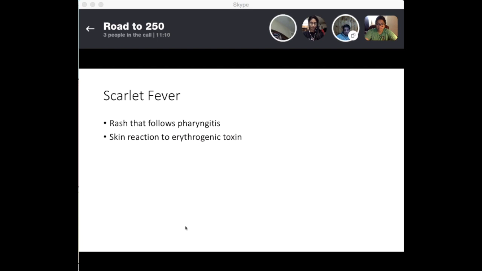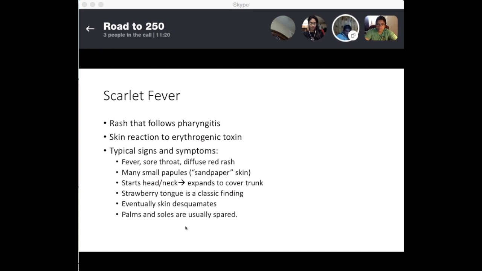So it basically is a toxin that is transported via lysogenic phage. It's not something that the bacteria has, it just gets it. So typical signs and symptoms, you're going to see fever, sore throat, and a diffuse red rash, as you said, sandpaper rash. It starts at the head or neck and expands to cover the trunk. Strawberry tongue is a classic finding.